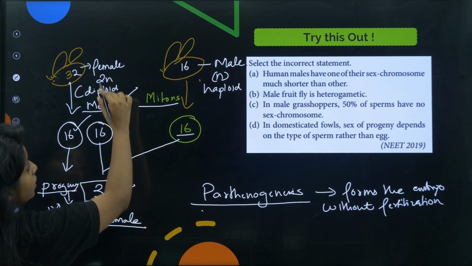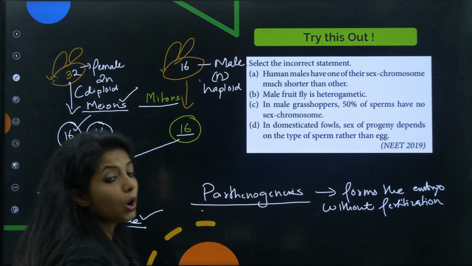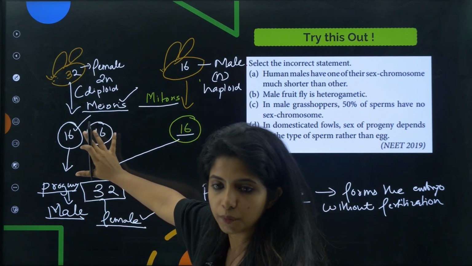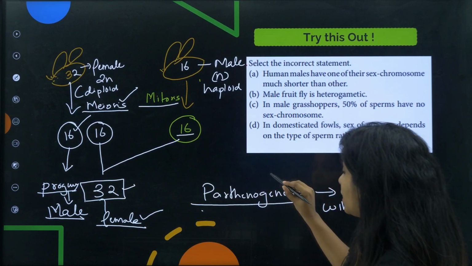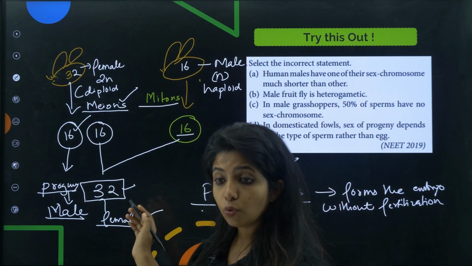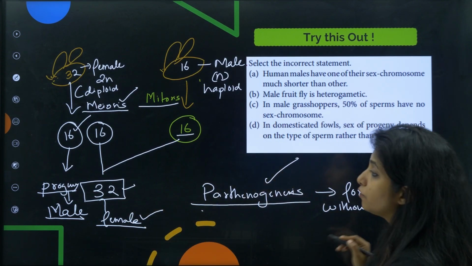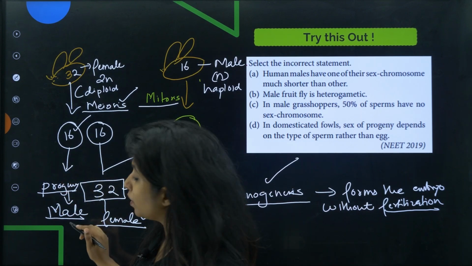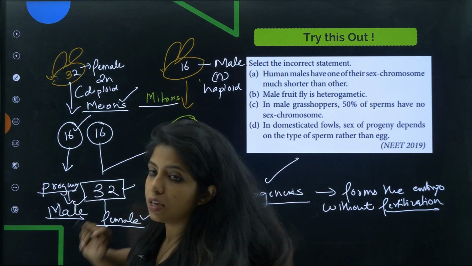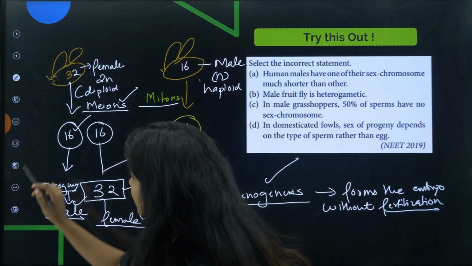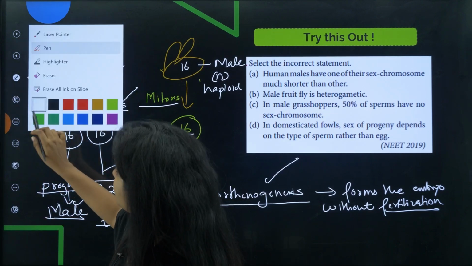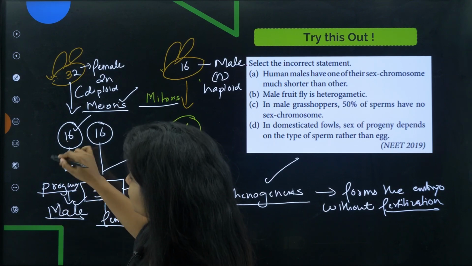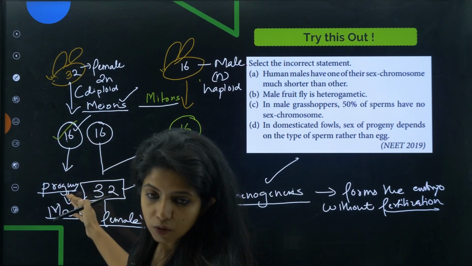If it's 32, what are the children? It has to be a female. On the other hand, the one that had 16 chromosomes will undergo something known as parthenogenesis, which means it is going to form the embryo without fertilization. So without fertilization, it will form the embryo, which will turn out to be a male because only males will have 16 chromosomes. So does this thing have a father? Does this particular thing that is being formed over here have a father? No. It just has a mother because everything is being passed down.